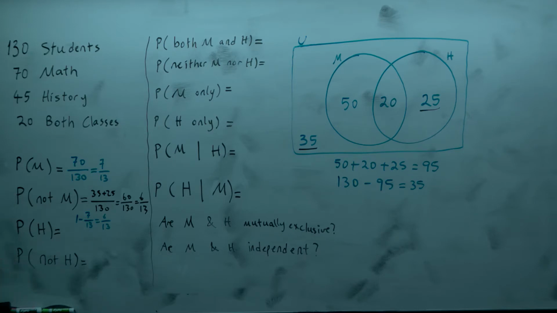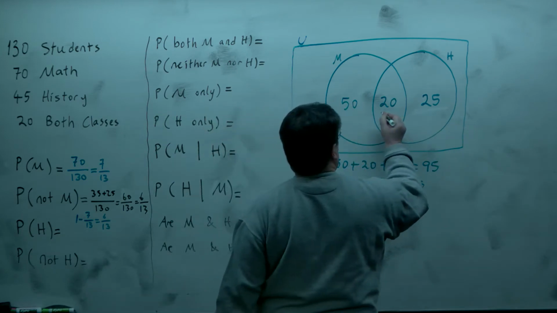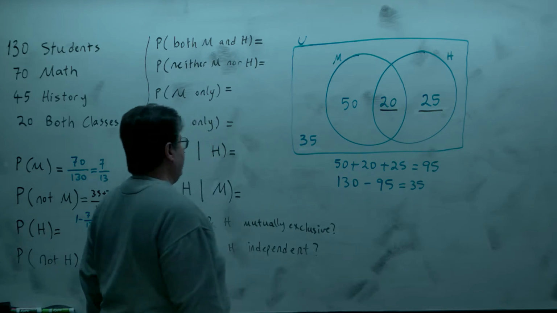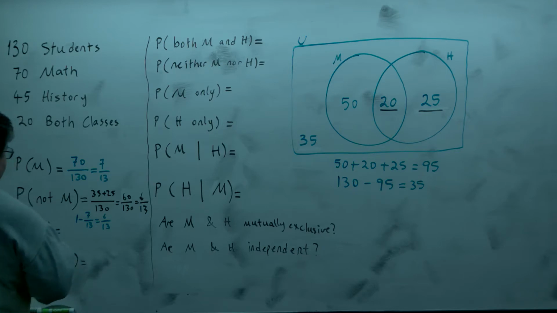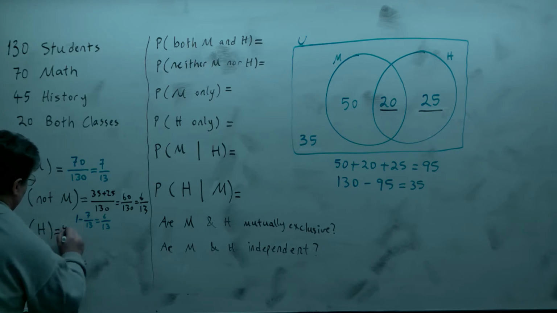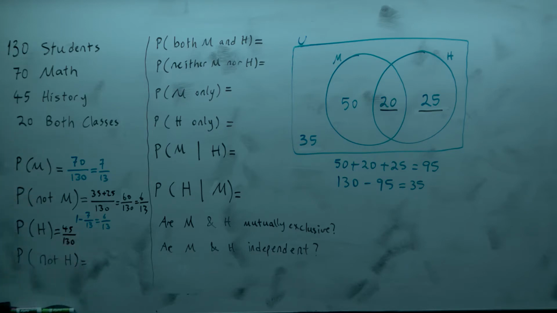And what's the probability that a randomly selected student takes history? Now what we are interested in is these two. So 20 plus 25, 45 divided by 130. And, well, you can simplify it if you want to. It's not needed. You can simplify it by 5. It's going to be 9 over 26, but it's not necessary.